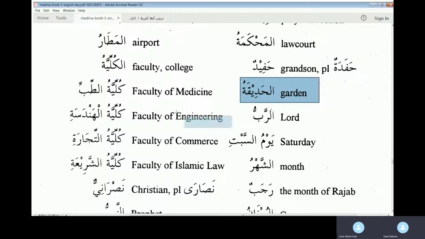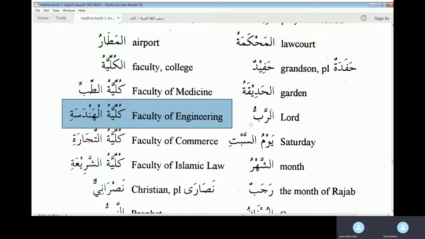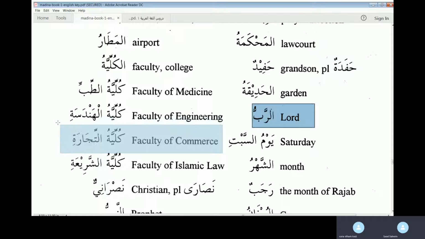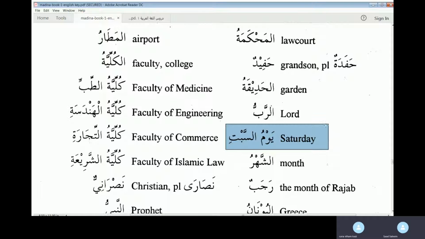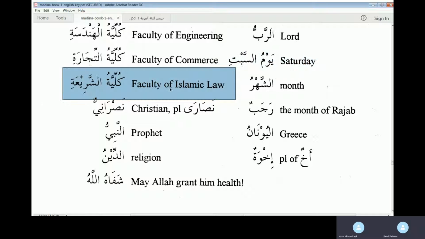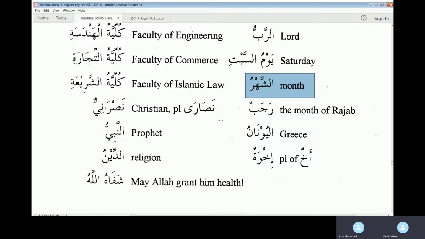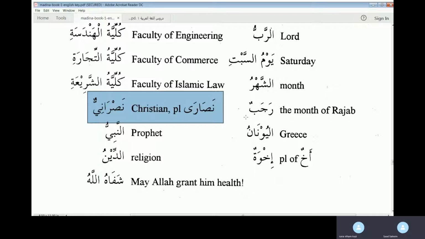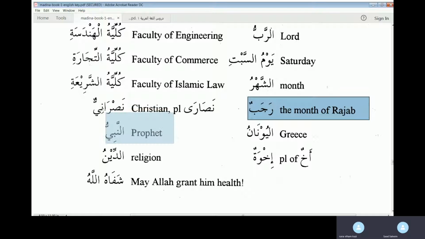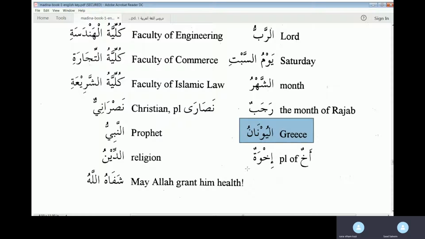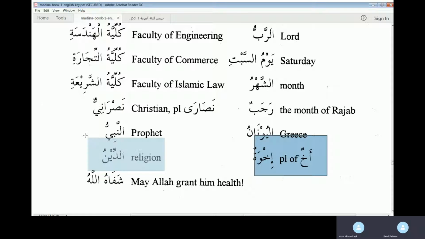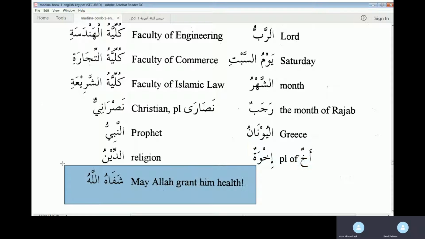Kulliyatu Handasati, Faculty of Engineering. Kulliyatu Tijarati, Faculty of Commerce. Yawmus Sabti, Saturday. Kulliyatu Shariyati, Faculty of Islamic Law. Ashahru, month. Nasraniyun, Christian, or plural is Nasara. Then the month of Rajab is Rajabun. And Nabiyu, the prophet. Al-Yunanu is Greece, a country. Ad-Dinu, which is religion. Ikhwatun, brothers, plural of Akhun, brother. Shafahullah, may Allah subhanahu wa ta'ala grant him health.